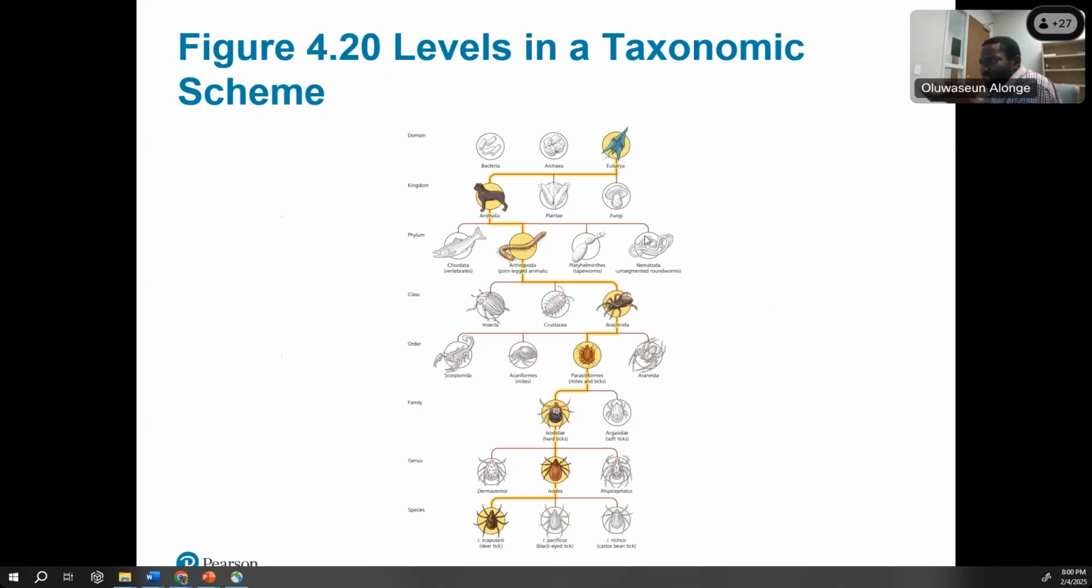This is taxonomy, classification. The domain is the largest classification of organisms. So we have bacteria, archaea, and eukarya. That's the largest. And of course, I told you bacteria and archaea are both prokaryotic cells, and eukarya are eukaryotic cells.